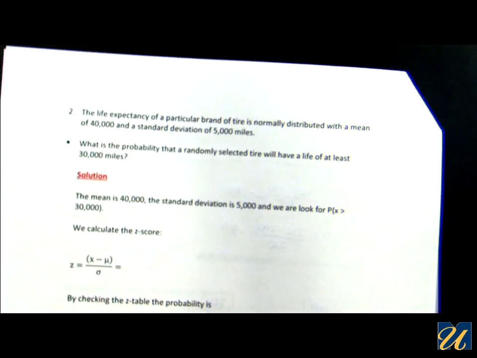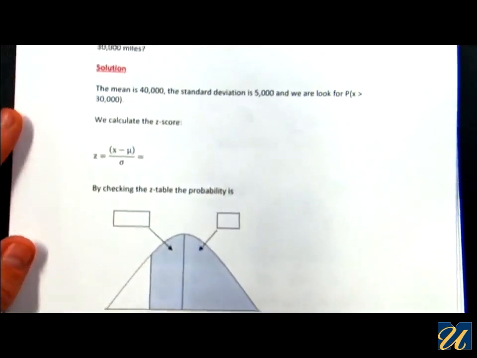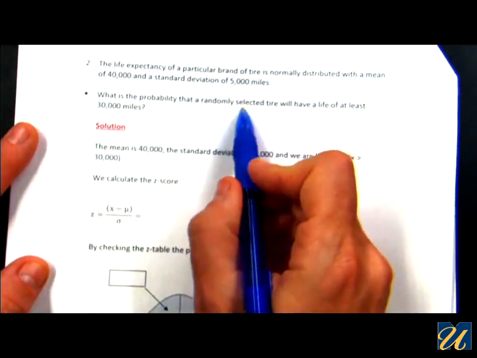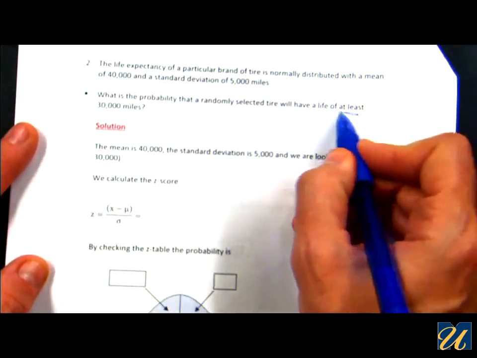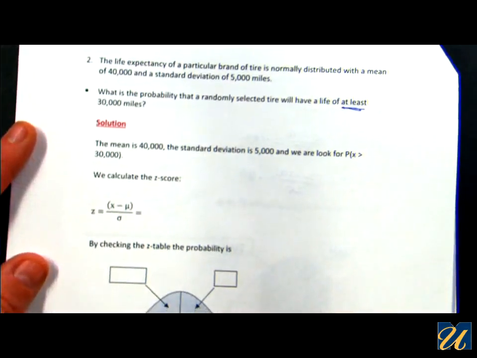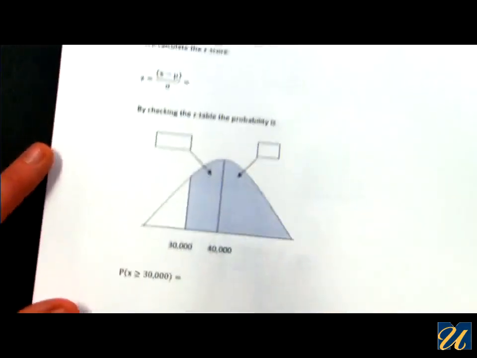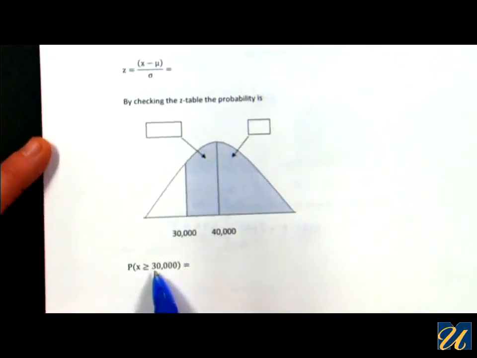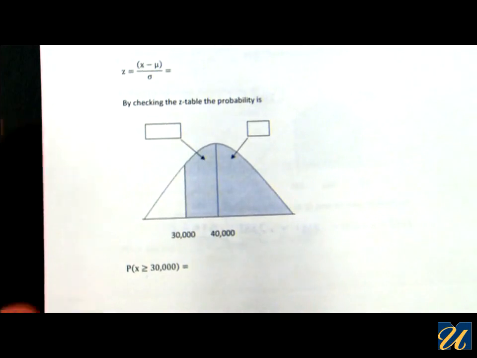The life expectancy of a particular brand of tire is normally distributed with a mean of 40,000 and a standard deviation of 5,000 miles. What is the probability that a randomly selected tire will have a life of at least 30,000 miles? At least means X greater or equal to 30,000. The equal sign doesn't really make a difference in our probability, since we have a continuous probability distribution.